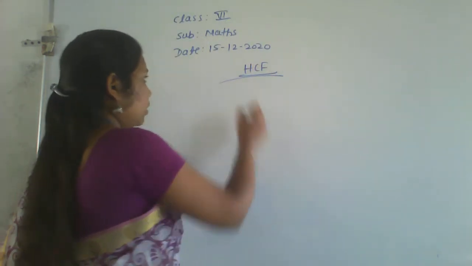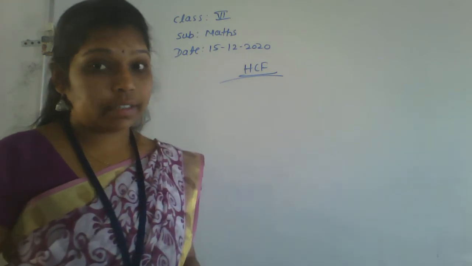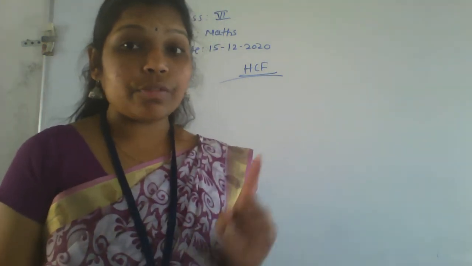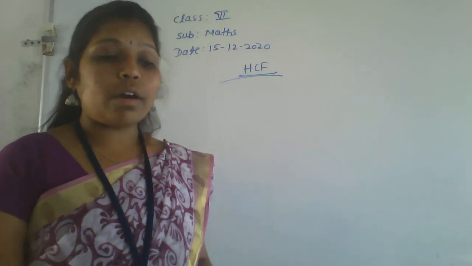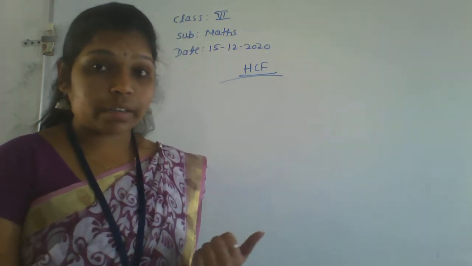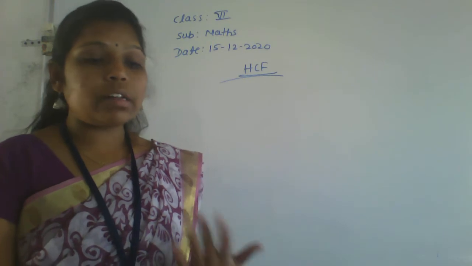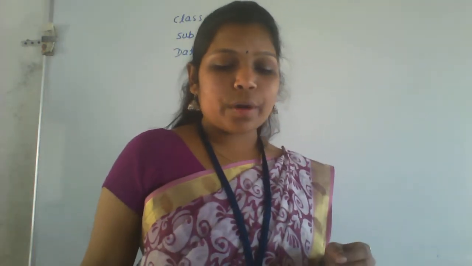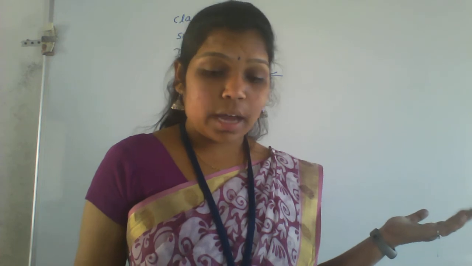You already learned HCF in 5th standard, right? HCF means highest common factor. You already learned this in 5th standard. Now it is also given here. We'll see the highest common factor or greatest common divisor. It can also be called GCD. The HCF of two or more numbers is the greatest number which divides each of them exactly.